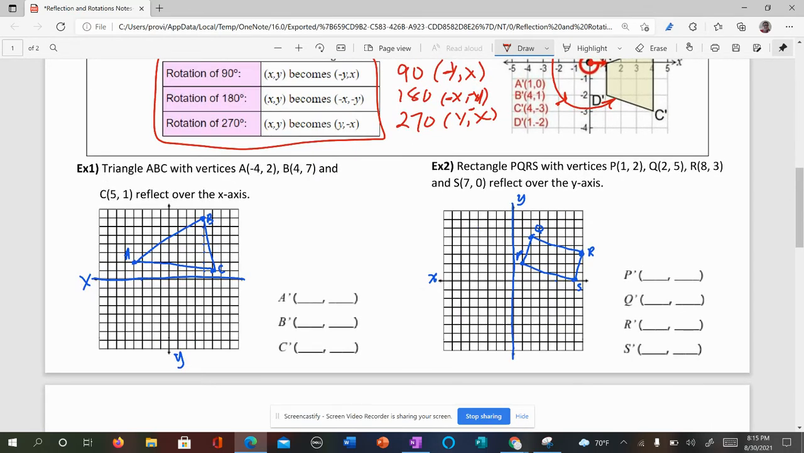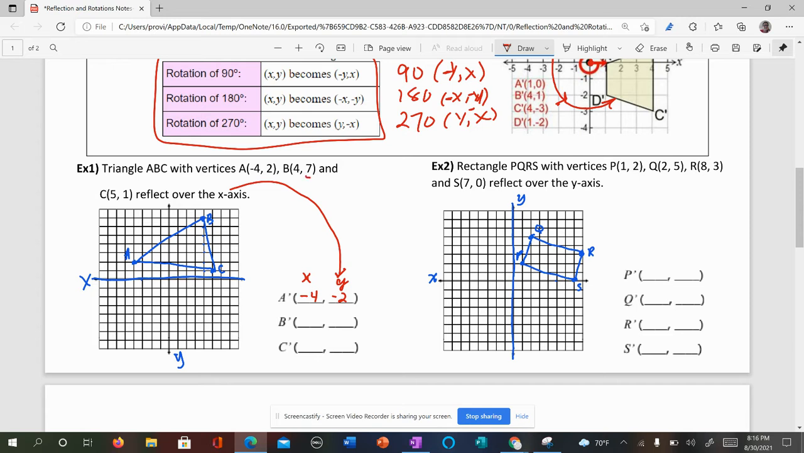On this first one, I'm going to reflect it over the x-axis. I already plotted the points and drew in the x-axis, so pause it and catch up with me. We're reflecting over the x-axis, so that means the y, because this is x and this is y, will change to the opposite sign. My A is at -4, 2, so this turns into -4, -2. That's all you have to do, change it to the opposite.